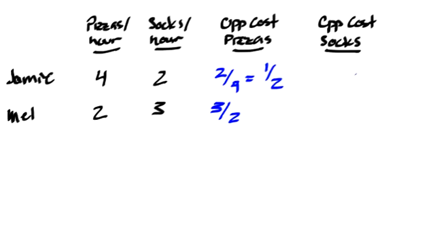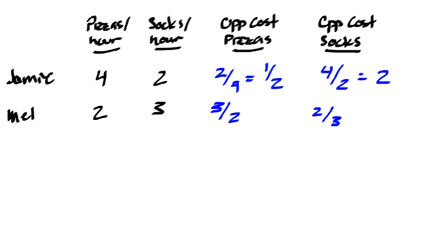So now let's look at the opportunity cost of socks. So now we're going to take the pizzas, so it's going to be 4 pizzas per hour divided by 2 socks. So this is going to equal 2 pizzas per sock. And for Mel, it's going to be 2 pizzas divided by the 3 socks per hour. So this would be 2/3 of a pizza per sock. And that calculates the opportunity cost for each.